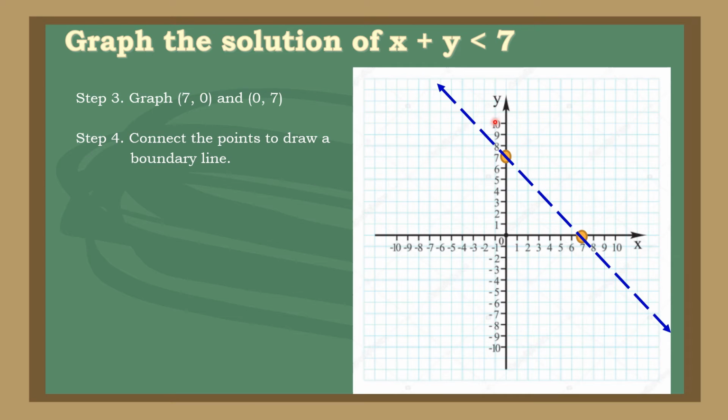So this is our line. We use a broken or dashed line since our inequality symbol is less than. It means all the points on this line are not part of the solution set.